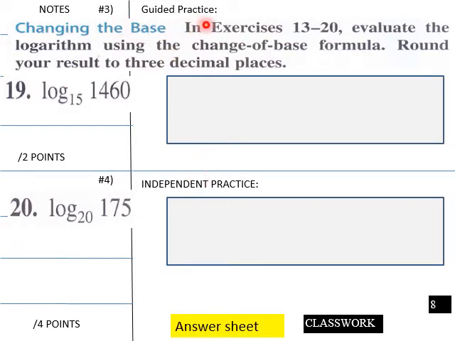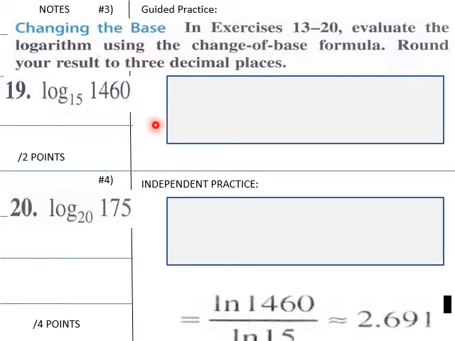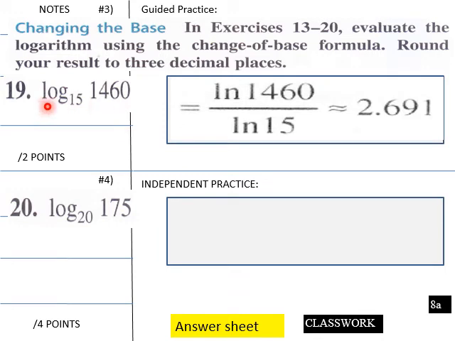Into our next guided practice: evaluate the log using the change of base formula, and round your result to 3 decimal places. Here's our response box, and students, this is yours for your independent practice. So how are we going to do this, class? Well, we take the natural log of 1460 divided by the natural log of 15, and then we get this number for that quotient. Okay, I'm not going to give it away. You do what you've got to do.